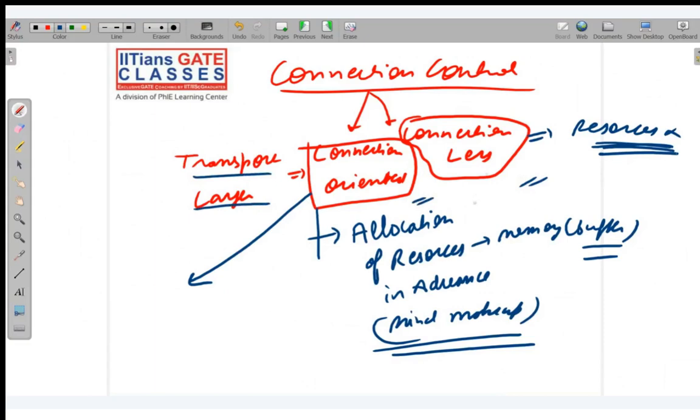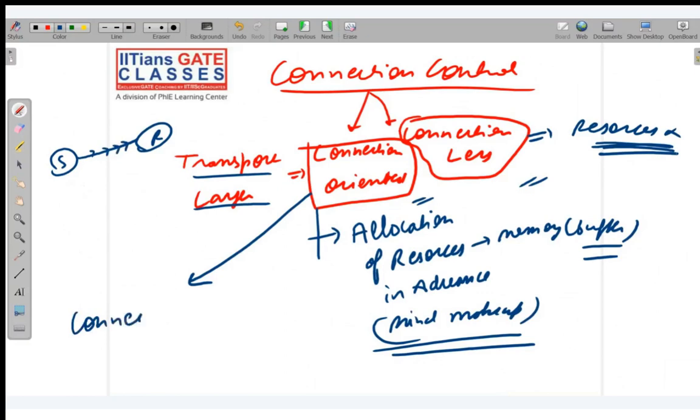And do not consider connection oriented to mean that a physical connection has been established. You cannot think that a dedicated wire has been given to sender and receiver, and all the packets are going through that wire. This connection is not physical. It is a logical connection.